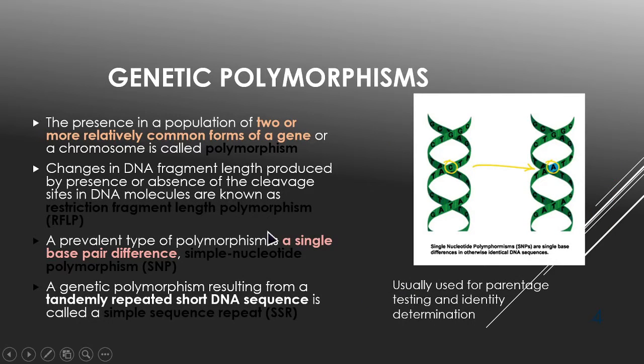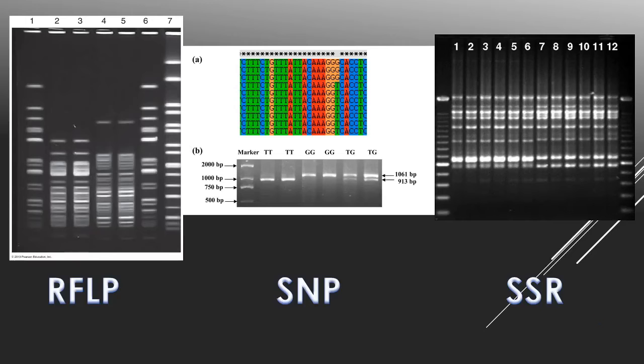What are polymorphic DNA sequences? The presence in a population of two or more relatively common forms of a gene in a chromosome is called polymorphism. Changes of DNA fragment length produced by the presence and absence of cleavage sites in DNA molecules are known as RFLP, restriction fragment length polymorphism. The most prevalent type of polymorphism is a single base pair difference. We call it SNP, single nucleotide polymorphism. A genetic polymorphism resulting from a randomly repeated short DNA sequence is called an SSR, simple sequence repeat. We use it for parentage testing and density determination.